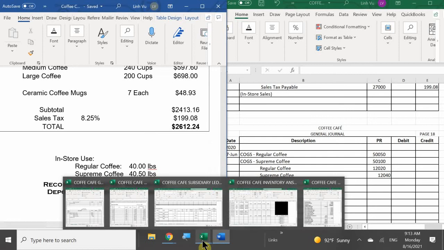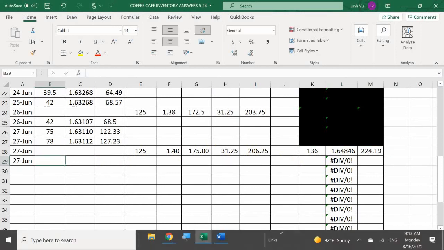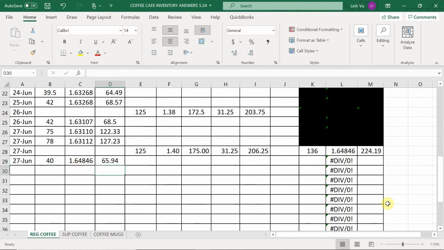We used regular coffee, 40 pounds, and for Supreme Coffee, we used 40 and a half pounds. All right, so we need to find out the cost of goods sold. We need to go to our inventory worksheet. Today is the 27th. We used 40 pounds. Our last cost is 1.64846. And that brings our cost of goods sold to $65.94. 65.94 is correct. Good. Regular.